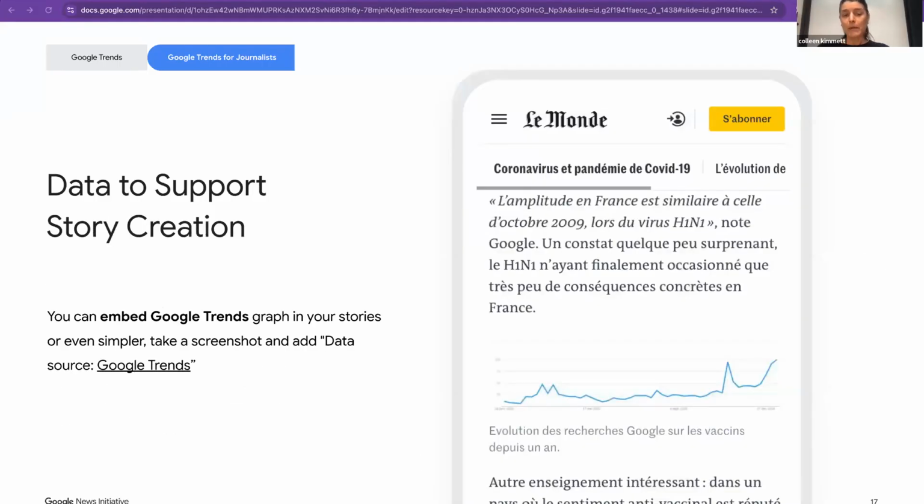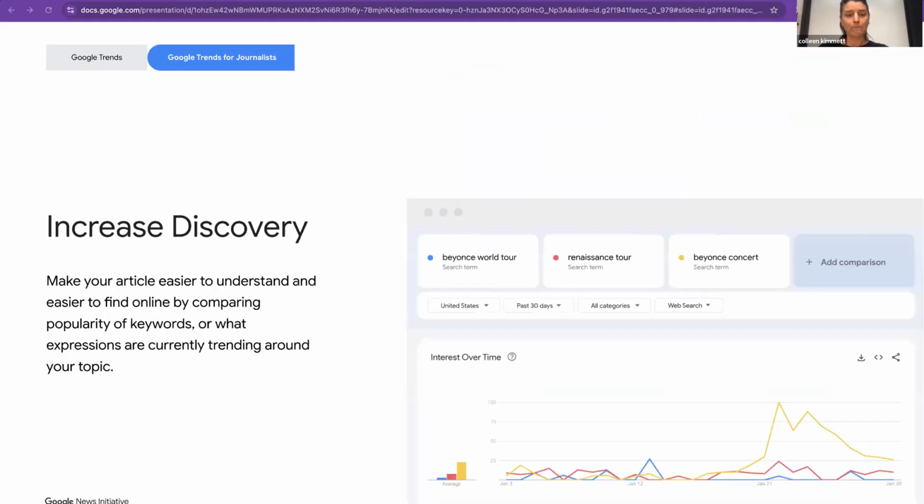You can also embed these graphs in your stories or take a screenshot. So if you want to add trends data, you can have a ready-made little graph to embed in your story. In terms of increasing discovery or searchability, again, you can try out different keywords that might appear in your headline to see which are more generally used or searched by people in your region.